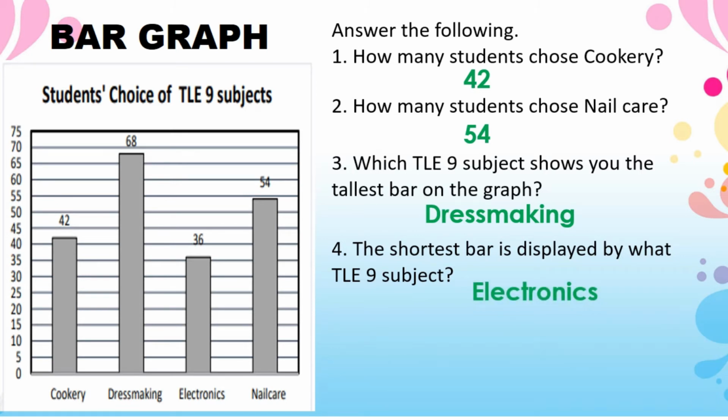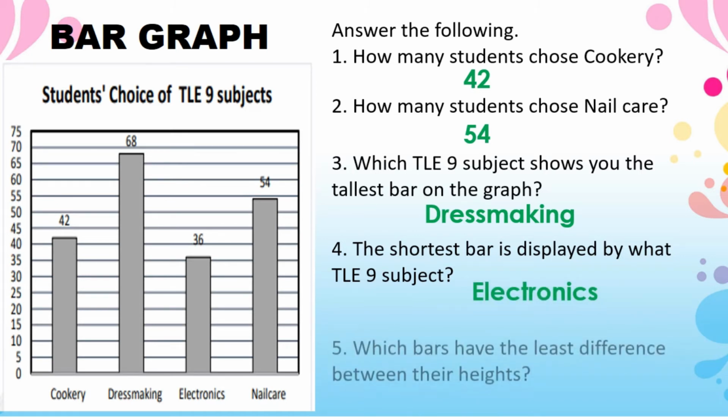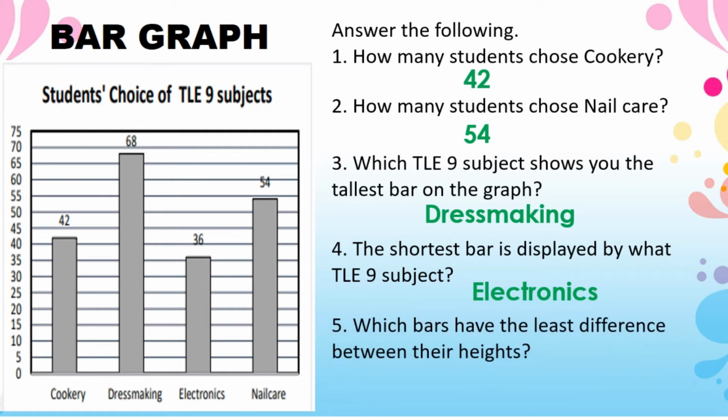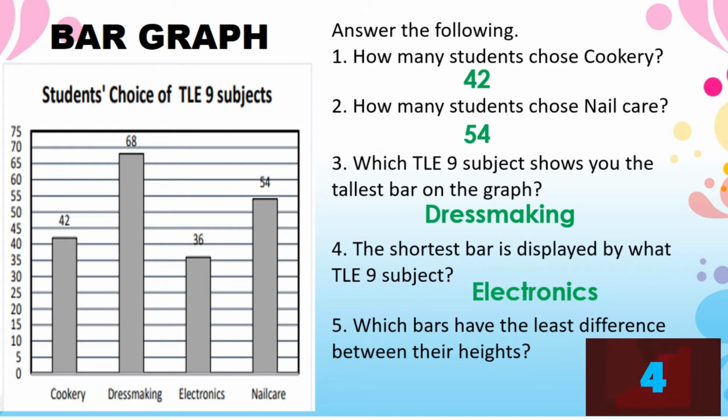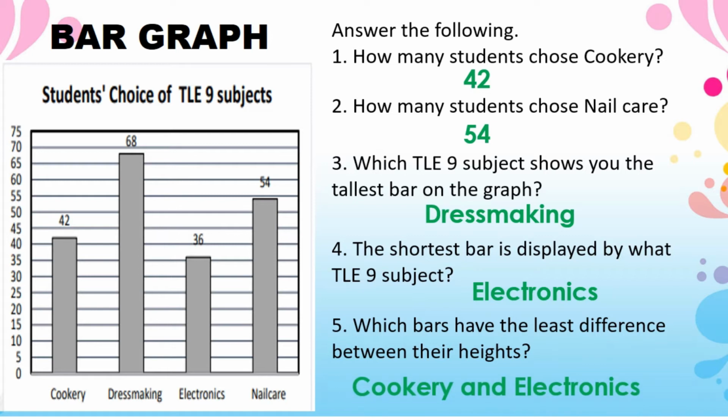Very good. Electronics. Number 5. Which bars have the least difference between their heights? Very good. Cookery and electronics.